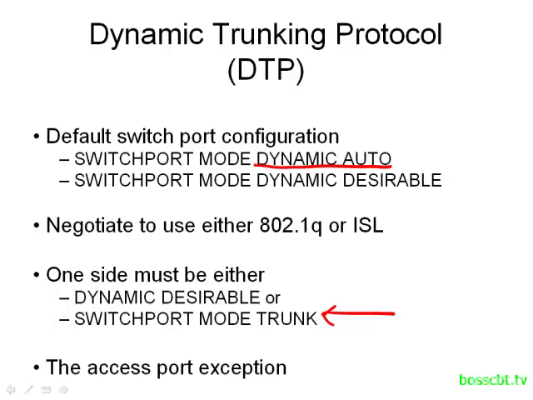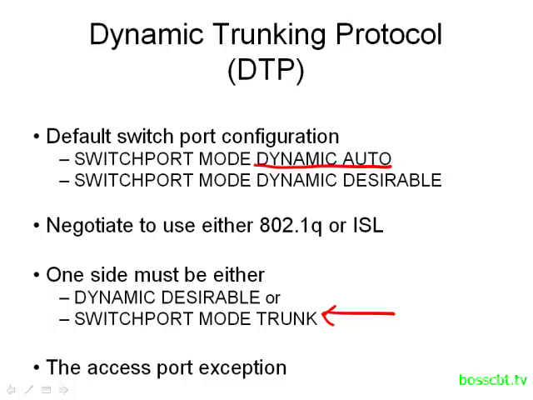Finally, there's something I'd refer to as the access port exception. And that just means that if you have a switch port and you set it to function as an access port, then no matter how the other side is configured, whether it's dynamic auto, dynamic desirable, or even mode trunk, those ports are going to function as access ports. So the access port will trump everything and make both sides function as an access port.